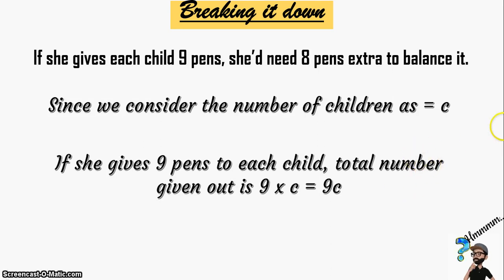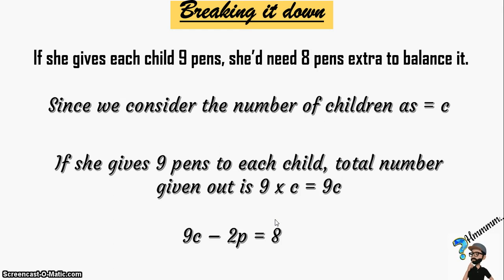But this time around, we need to study this closely. If she gives each child 9 pence, she would need 8 pence extra to balance it. It means if she gives out 9 pence, the number of pence she's giving out will be more than the number of pence in 2 packets. So this time around, it's going to be 9C minus 2P. Remember previously it was 2P minus 8C, but now it's 9C minus 2P. Study both statements closely. It's about thinking and reasoning. Okay?